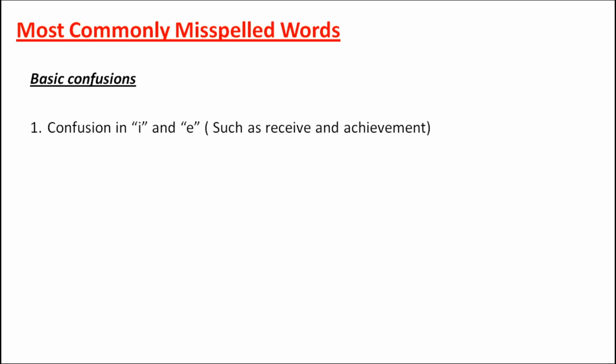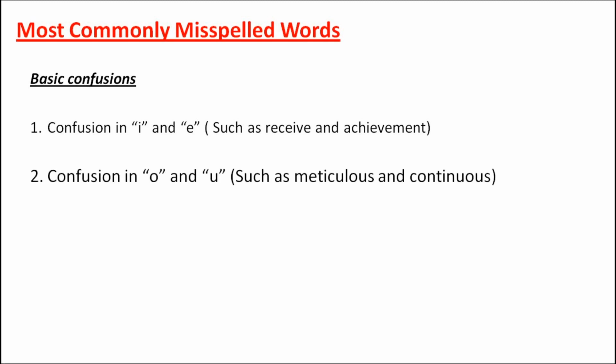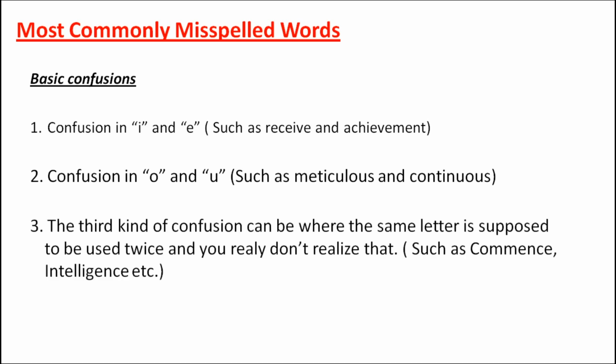Here's a little example. Receive and achievement. So receive and achieve both sound the same, but both are spelled differently. The second confusion here can be in the letter O and the letter U. The examples here would be meticulous and continuous. Now again, these 2 words are rhyming to each other, but they are spelled differently. The third confusion can be where the same letter is supposed to be used twice and you really don't realize that. The examples here would be commence, intelligence, etc. I might have misspelled really.